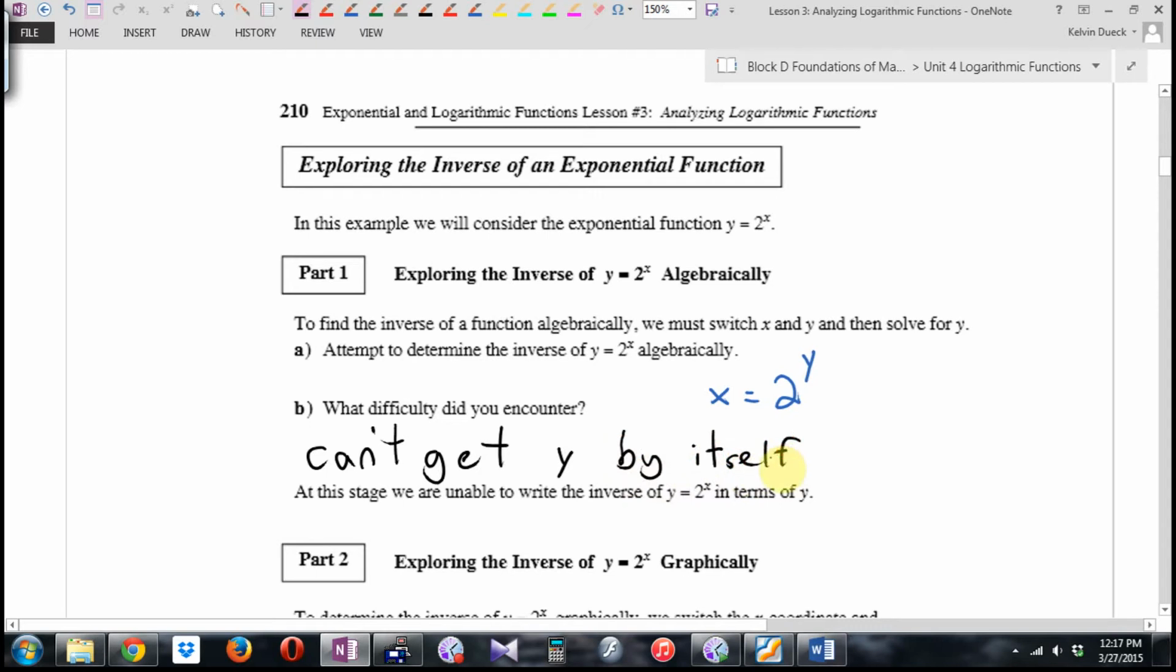And so we wrote, at this stage, we can't write the inverse. But there was another way to find the inverse, and that was to do it graphically. If the graph went through 5, 6, the inverse would go through 6, 5. Maybe I can do it as a picture.